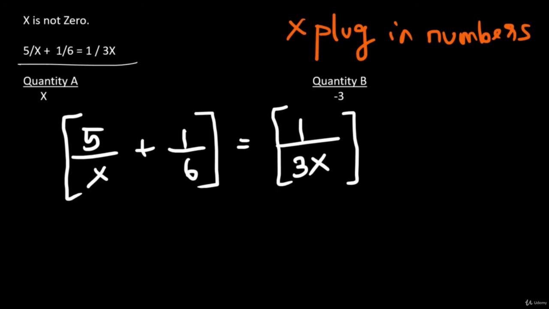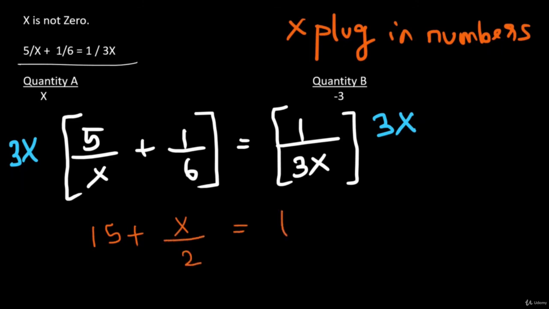Let's solve this by multiplying both the sides of this equation with 3x, right? So that will help us simplify this equation over here. So I multiply 3x on the left hand side and the right hand side. So the left hand side becomes 15 plus x by 2, right? And the right hand side is 1.